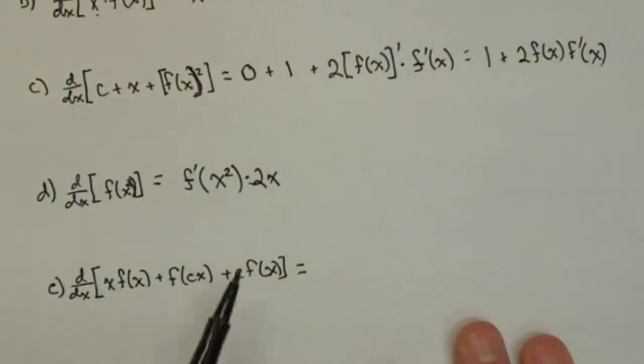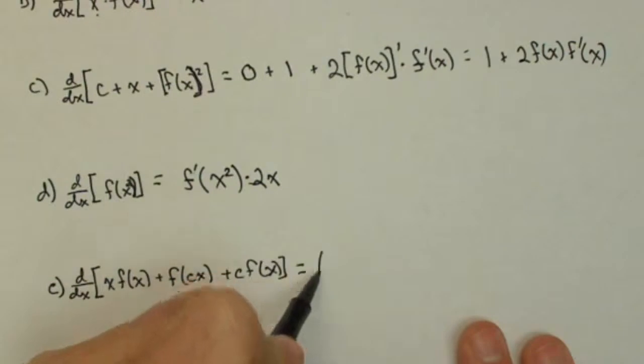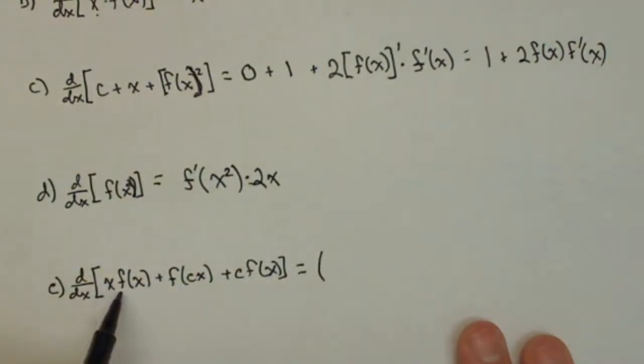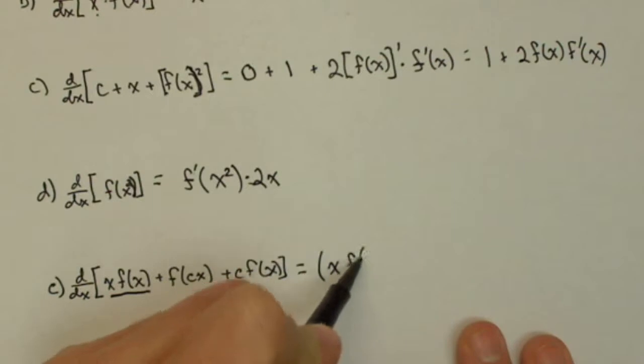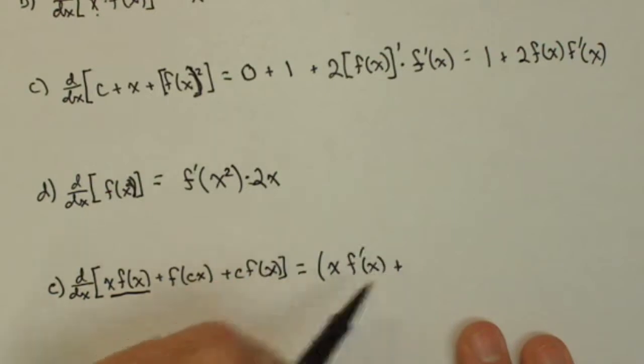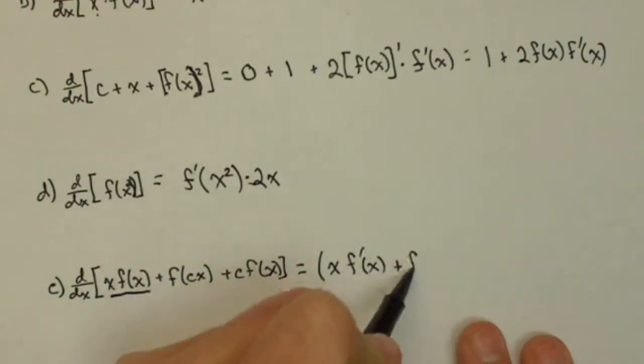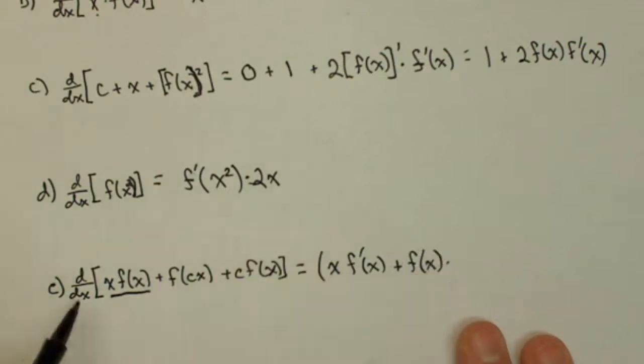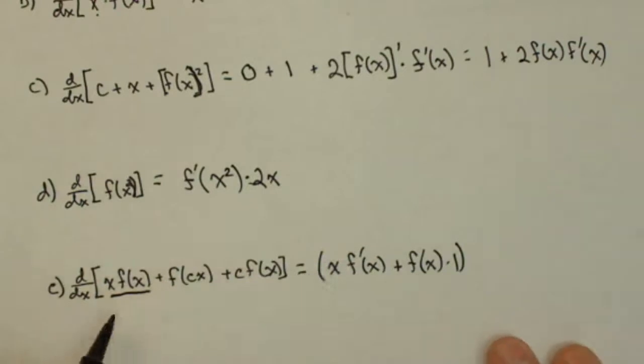All right, we got three pieces in here. We're going to do them each piece by piece. Notice the first will be a product rule. So let's separate each of these with parentheses. So let's just focus on this guy here. So the derivative of the first part is going to be, I'm going to leave the x alone, times the derivative of f, which is f prime of x, plus f of x times the derivative of x, which is 1. So that's the derivative of this first part.